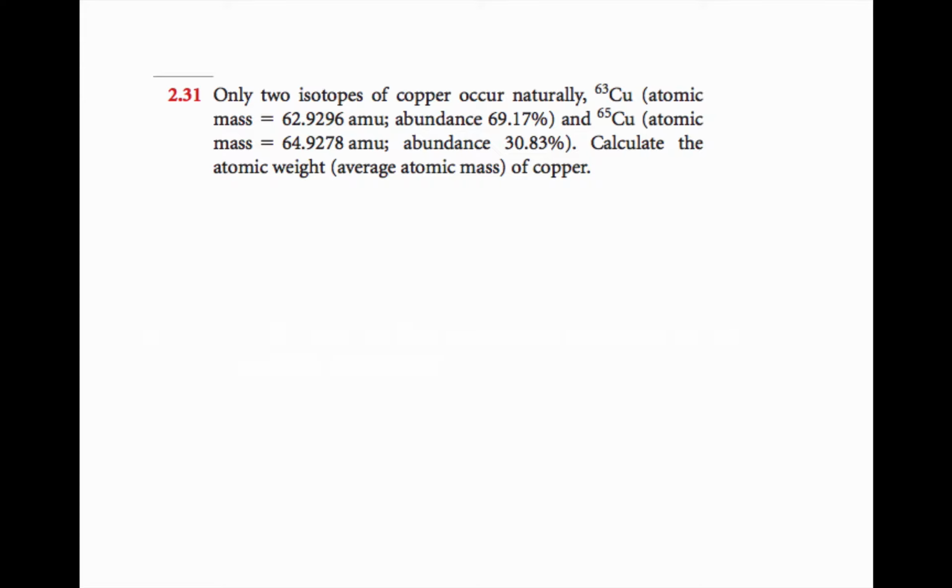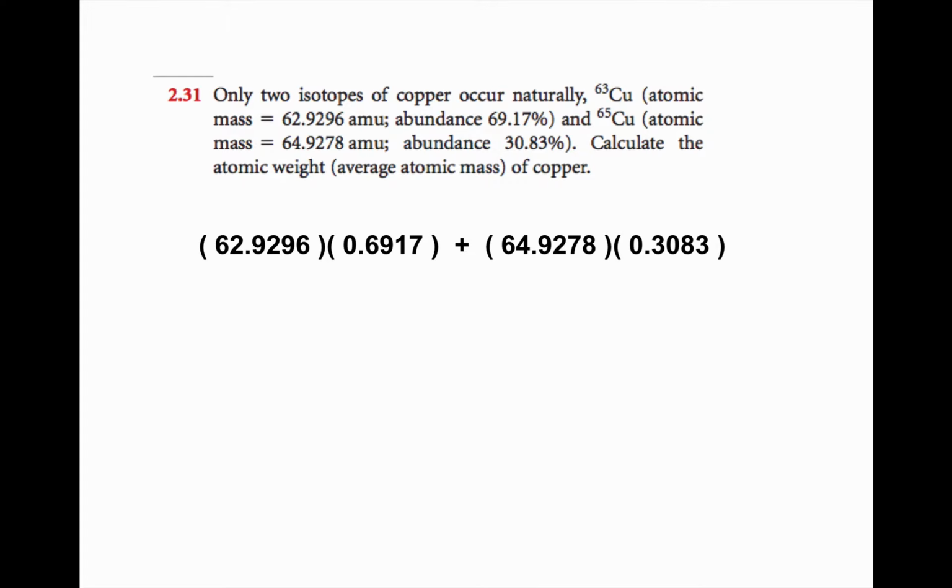For copper-65, it weighs 64.9278 AMUs and has an abundance of 30.83%. For the weighted average, you take the mass of each isotope and multiply it by the fraction of the sample it represents. Most of our sample is copper-63, so we expect the weighted average to be closer to the mass of copper-63 than copper-65. When you multiply the fraction by the mass and add them together, you get the weighted average.